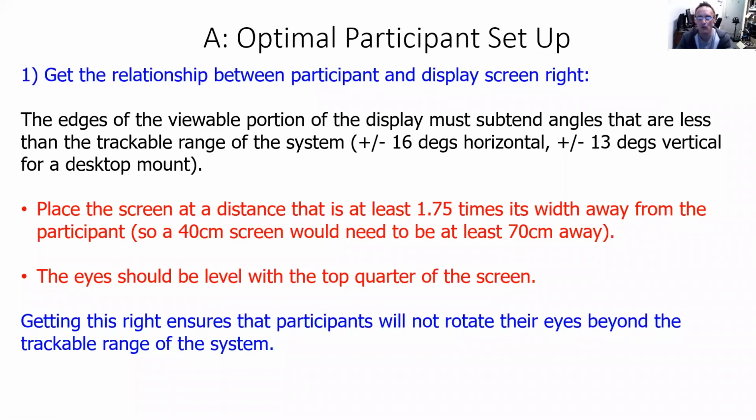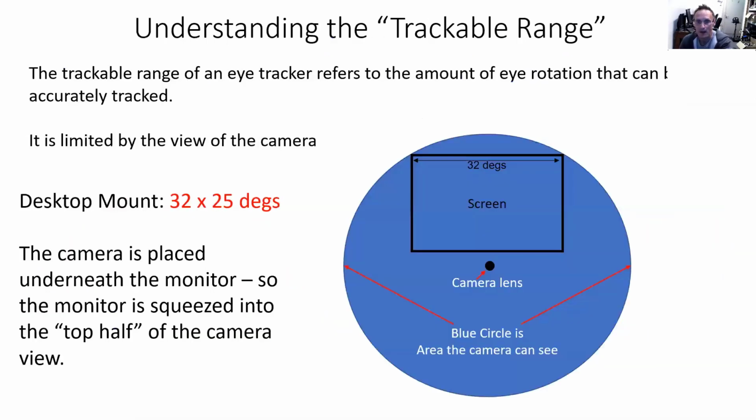A good rule is that you need to measure the width of your screen and then put it at a distance that is at least 1.75 times that width. So if your screen is a 50 centimeter wide screen, it probably needs to be 90 centimeters away to fit within the trackable range of the system. And many desks aren't 90 centimeters deep, which creates a problem.